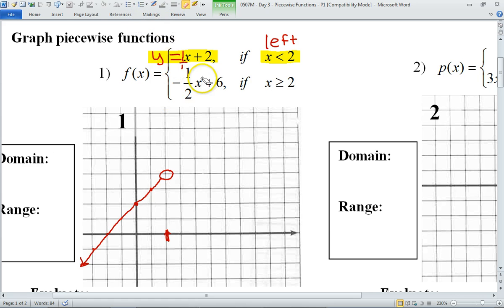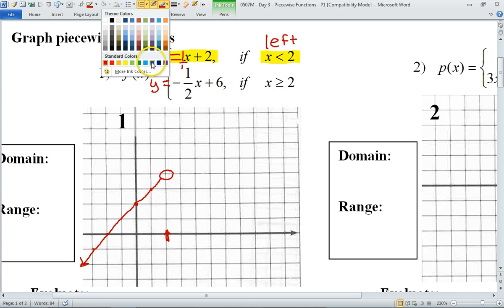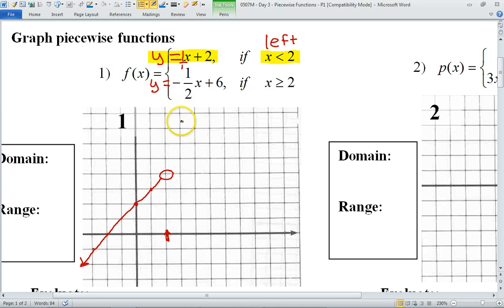Now let's do the bottom part. Looking at the bottom piece of this piecewise function, I want you to view this as y equals -1/2 x plus 6. Maybe I should do this in a different color. Where will my first dot go now? At 6. That's 2, 3, 4, 5, 6. There's my first dot at 6.